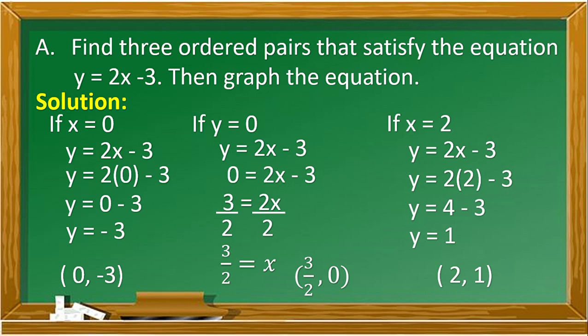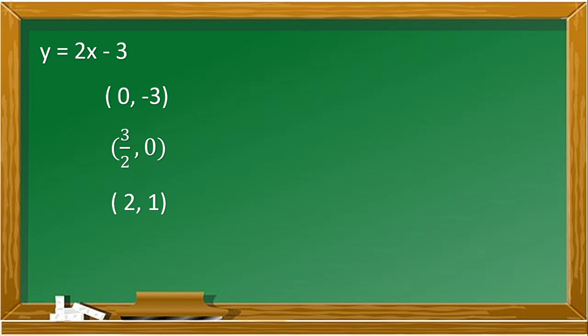Therefore, (0, -3), (3/2, 0), and (2, 1) are some ordered pairs that satisfy the given equation. So let's plot the following coordinates in the Cartesian plane. We have (0, -3), (3/2, 0), and (2, 1).